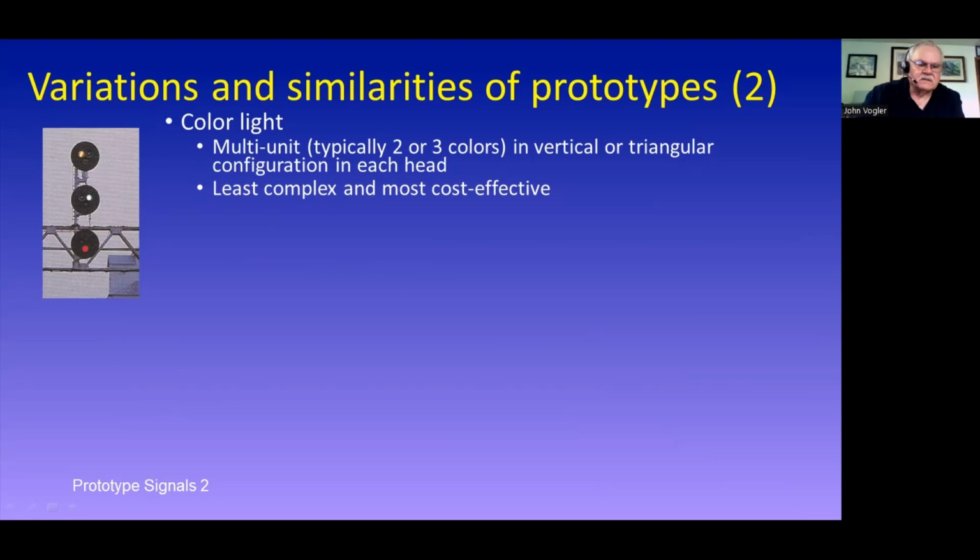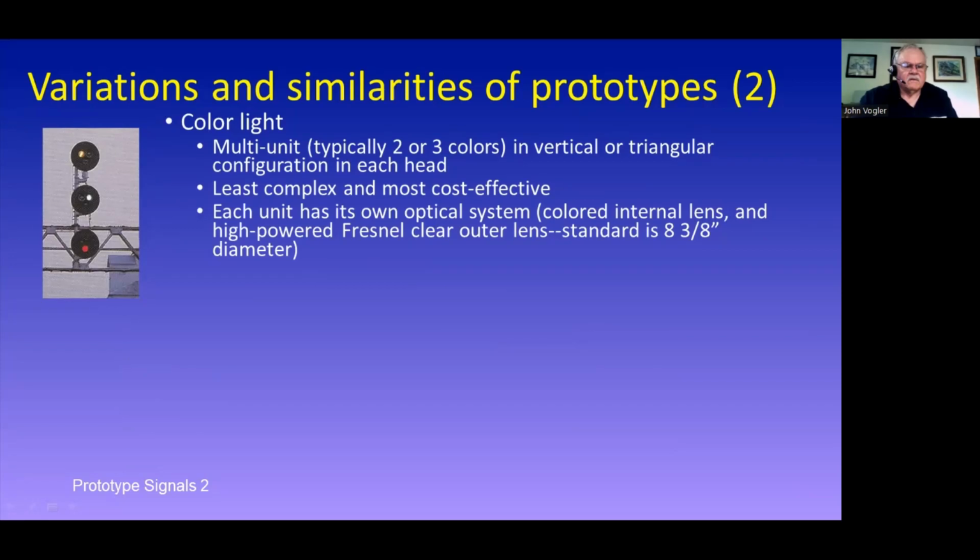This is the least complex of the various signal systems I've just talked about. And today it's probably the most cost effective. Each one of these light units, like the yellow, the green, and the red in this head, has its own optical system. There's an internal colored lens, and then there's a high power clear Fresnel lens on the outside, so that these can be seen from great distances.